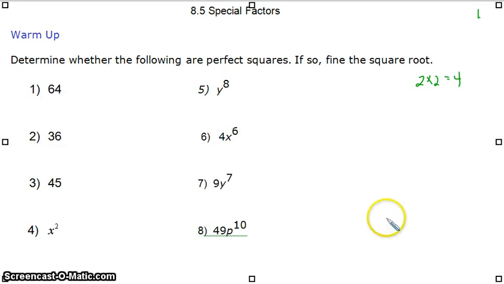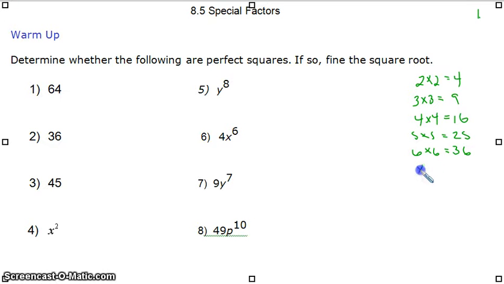So 4 is a perfect square, because if I take the square root of 4, I get back to 2. Again, we can do 3 times 3, which is 9. 4 times 4, 16. These are all perfect squares. 5 times 5 is 25. 25 is a perfect square. 6 times 6, 36. That's a perfect square. So x times x would equal x squared. So that is a perfect square as well.